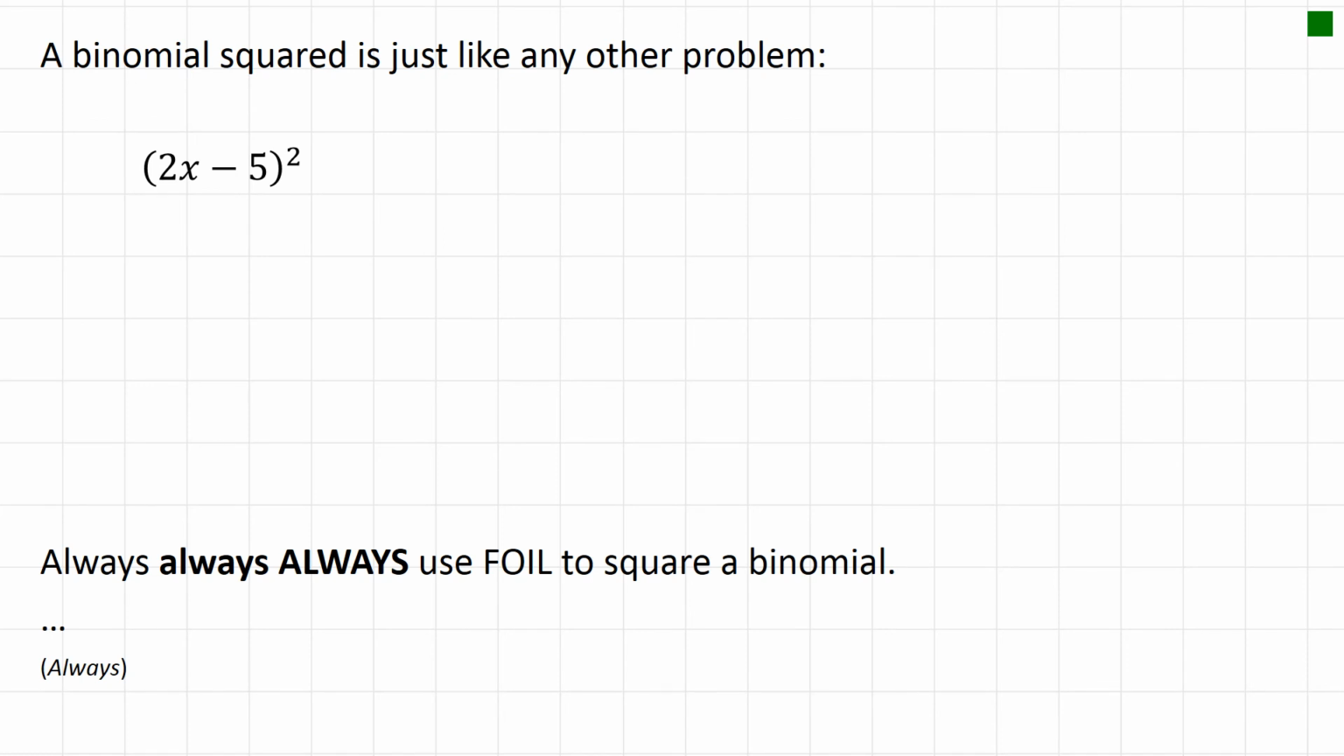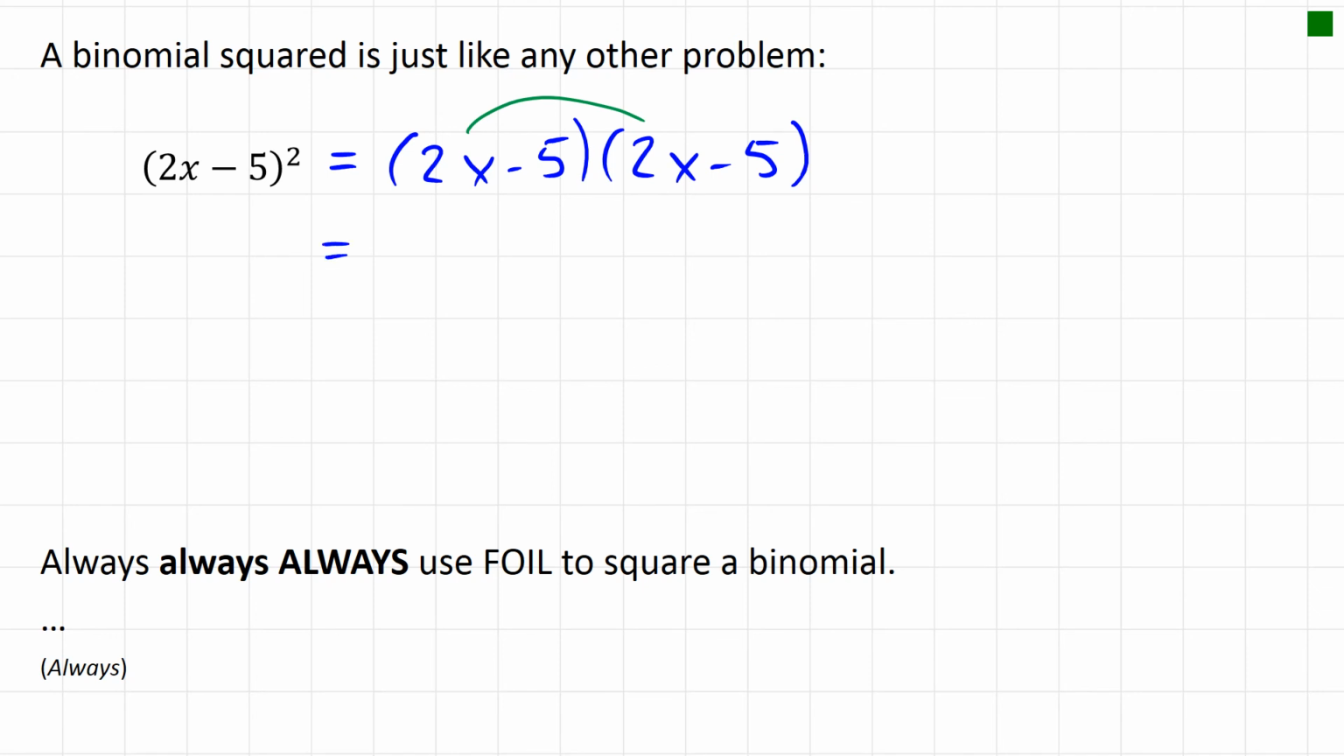Lastly, we have to talk about squaring a binomial. Squaring is just multiplying by itself. So 2x minus 5 squared is the same as 2x minus 5 times 2x minus 5. And so when you see a binomial squared, it's just a hidden FOIL problem, or hidden multiplying binomials problem. And then we follow the same order.